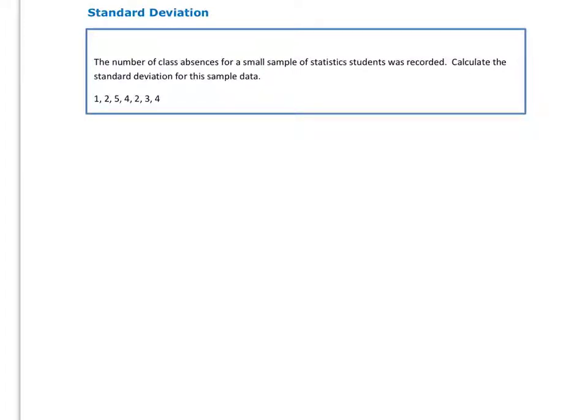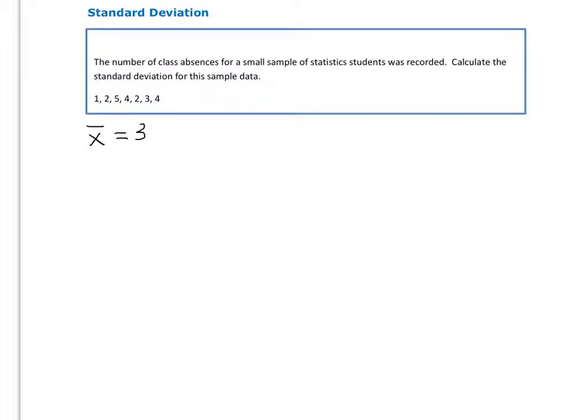In this next example, we're going to look at computing the standard deviation. The data set shown is the number of class absences for a small sample of statistics students. We first need to find the mean for this set of data. So if you just add up the data values listed and divide by 7, the number of students reporting data, you'll see that the mean is 3.